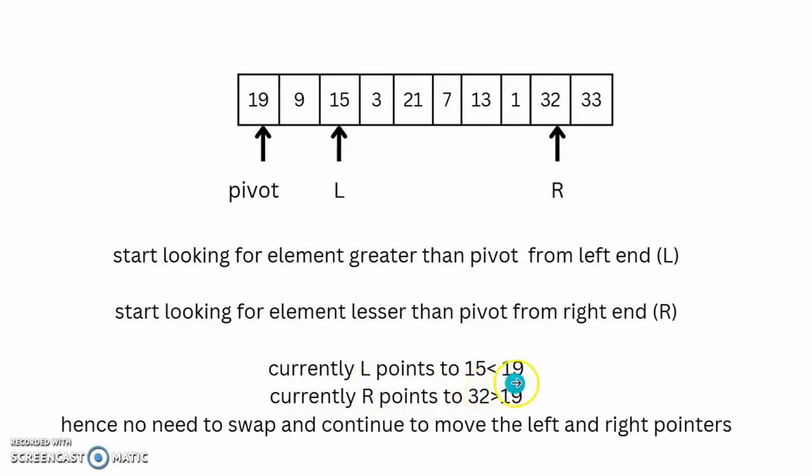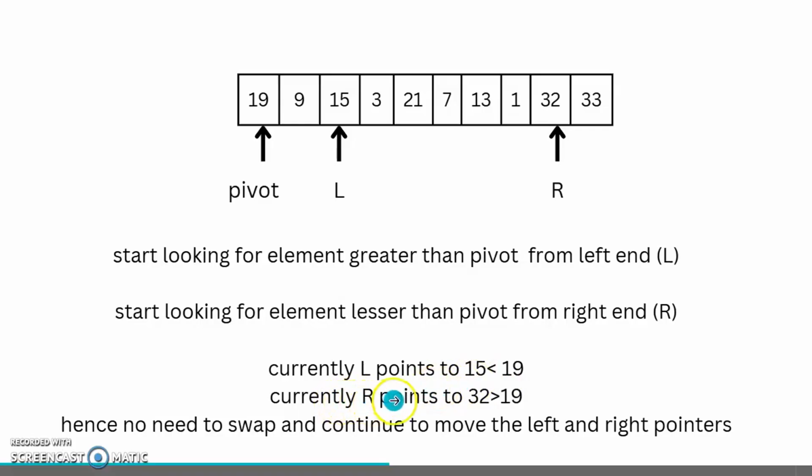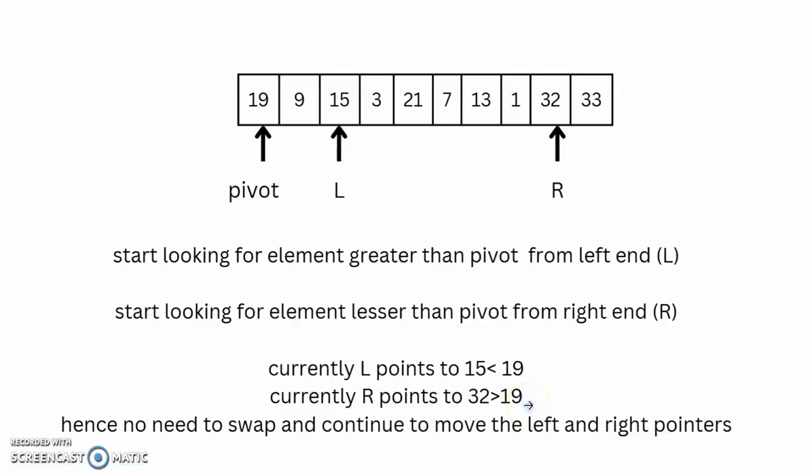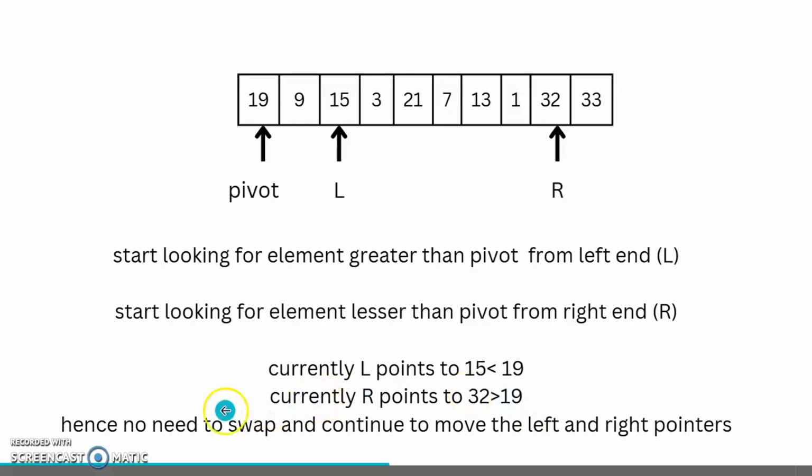So the pivot value is the same, 19, but now the left pointer L points to 15, which is lesser than 19, but actually we are looking for a value greater than 19 from the left side. Likewise, R points to 32, which is greater than 19, but from the right side we are looking for a value lesser than pivot value 19. So there is no need to swap, and we continue to move the left and right pointers one step.